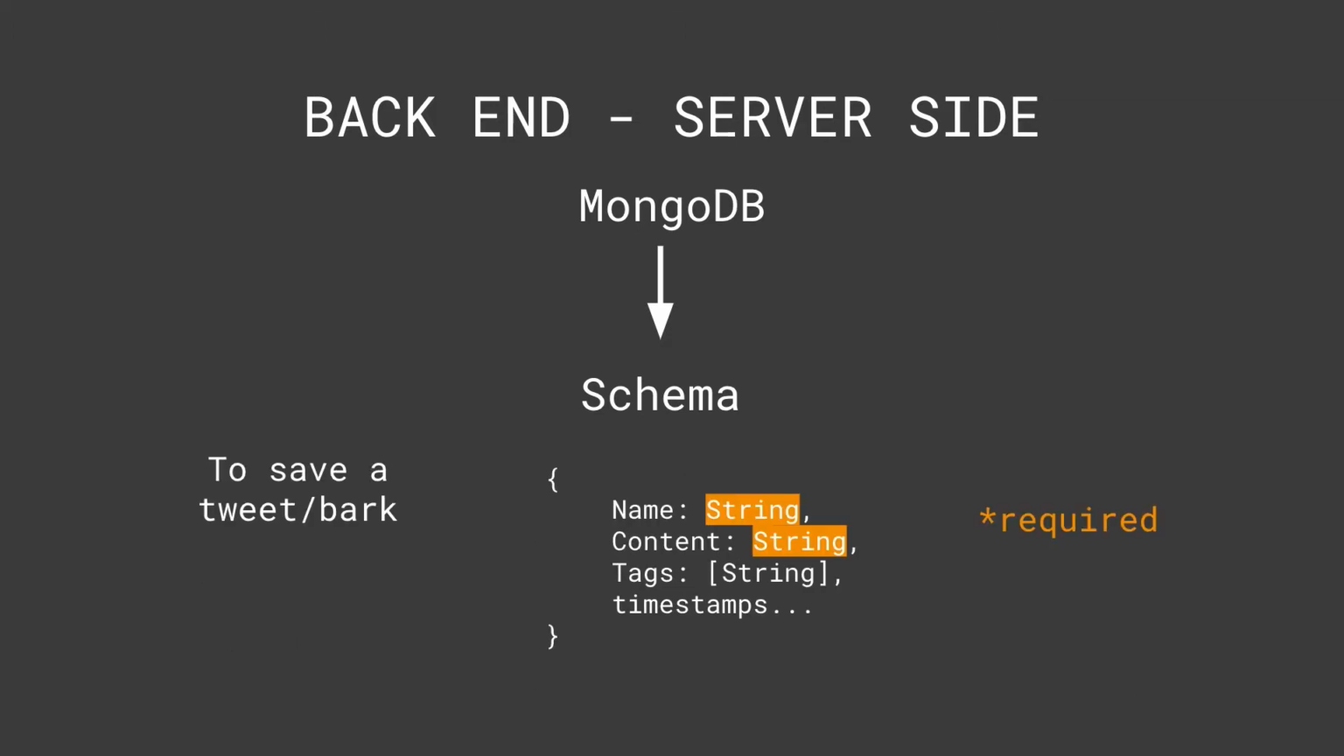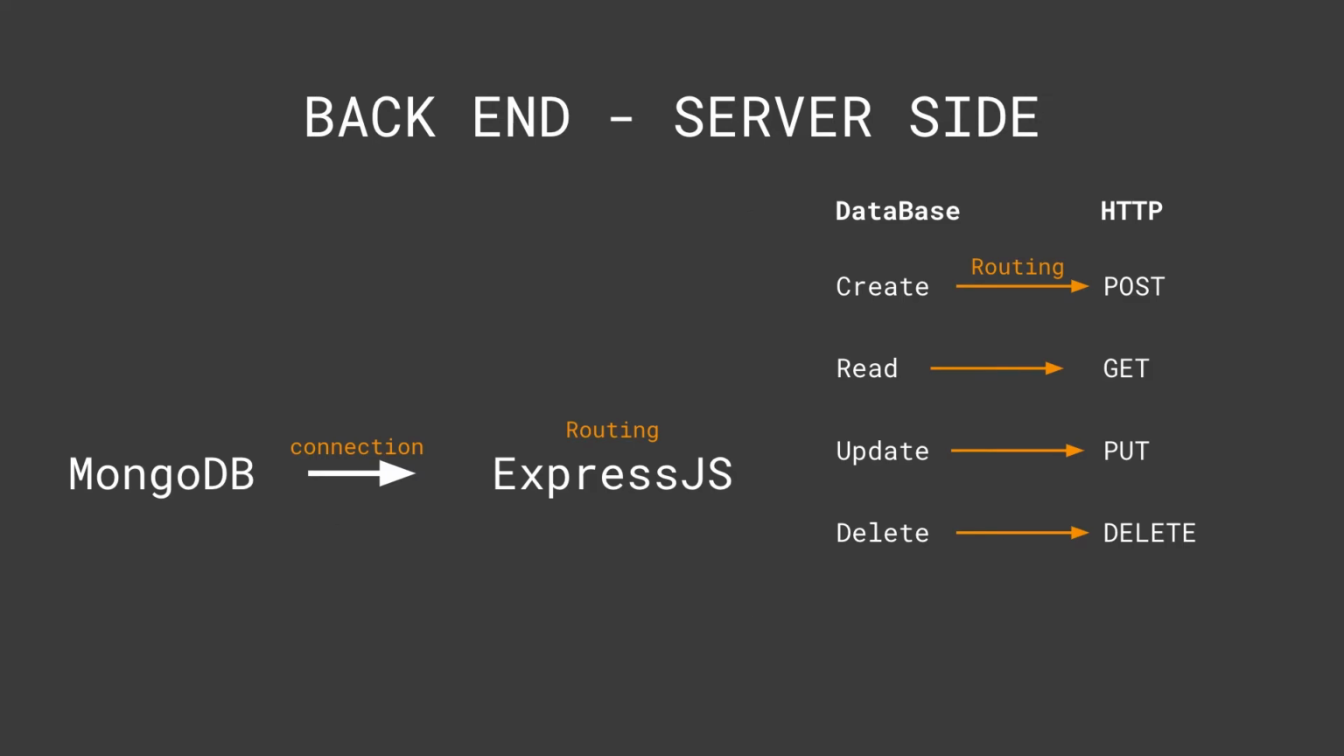In my case, the schema is going to be very, very simple. I'm just going to have a name and a content. They're going to be strings and they're going to be required. And then I'll have a tag or tags, which is going to be an array of strings. And then also the timestamps. And that's basically it. After setting the database, what I need is a connection. And I will use the Mongoose API to do that in Express.